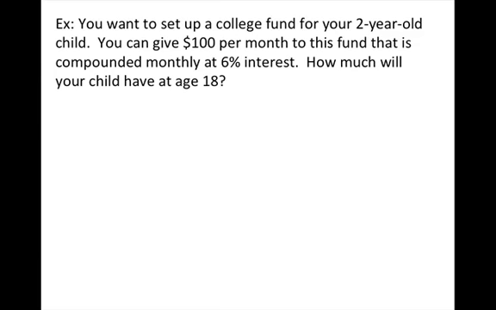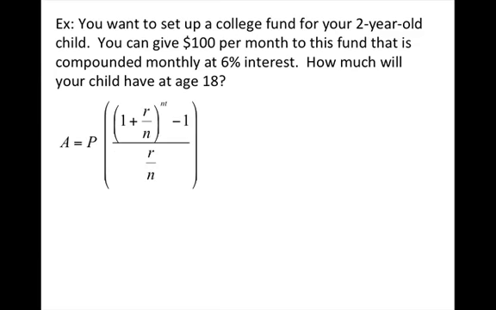So since I'm making repeated deposits, I'm going to use the formula A equals P times 1 plus R over N to the NT power, all minus 1, divided by R over N. And as I did before, I want to list what my variables are. A is the final amount of the account, and that's what I'm looking for. P is the amount of each deposit. Well, I'm making $100 deposits each month, so my P is 100.